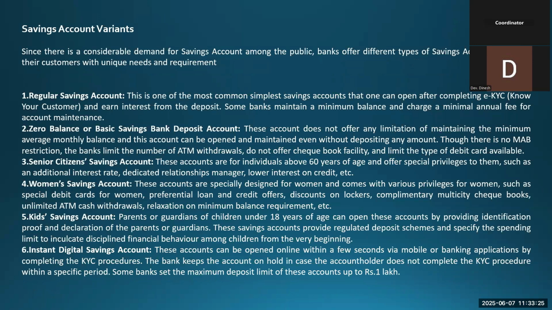Savings account: there are different types of savings account which are called variants. There is the regular savings account, generally where a customer will have to maintain 5,000 or 10,000 rupees in the account. There is something called a zero balance or basic savings bank deposit account, BSBD account, where this account is for financial inclusion.